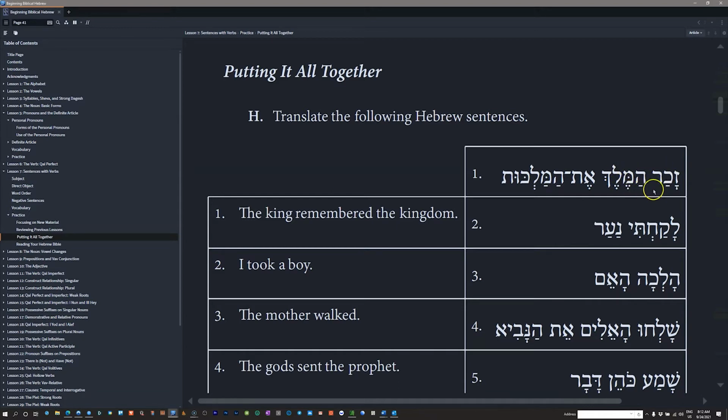Subject. Does it agree with Zachar? Is it third person? Yes. Is it masculine? Yes. Is it singular? Yes. This is a great candidate for our subject, so we'll just put a note here that this is our subject. And then what about et hamalchut? Well, et right here tells us the function. This noun is the direct object.